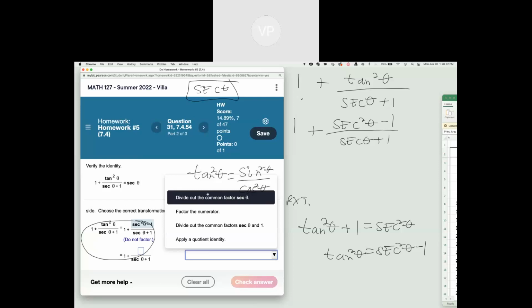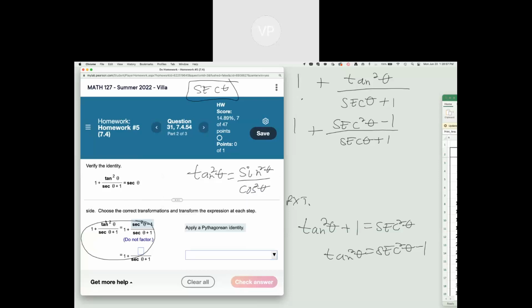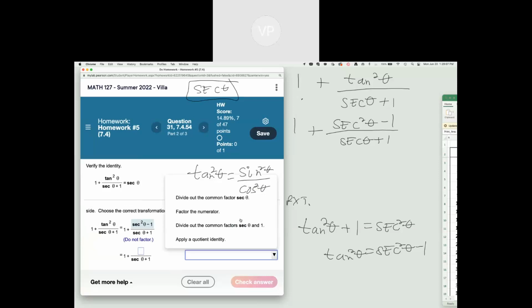So this is kind of a way I'll tell you to cheat a little bit and say, okay, if I didn't know where I was going next, like if I look at this and say, I'm not sure what they want, I got to somehow change this. I don't know what to do with it. Look at the 4 choices, the justification, and maybe one of those gives you a hint. Divide out the common factor secant. See that? Factor out the numerator, maybe. Divide common factors by secant. Apply the quotient identity. Doesn't look like it.